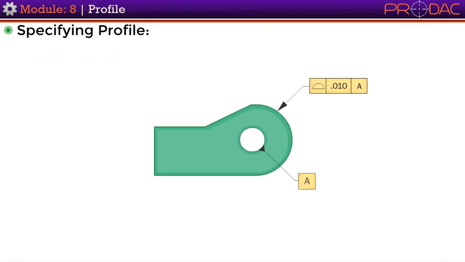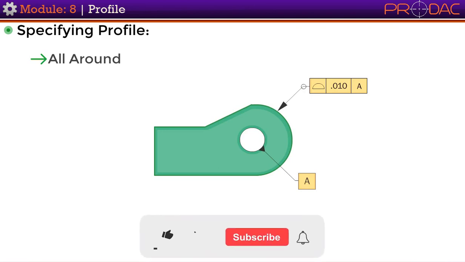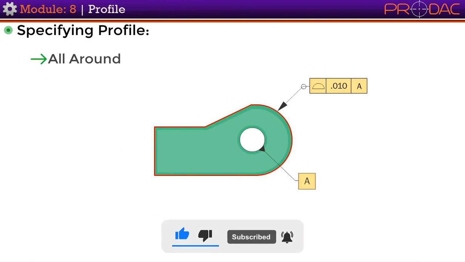First one is called all around. The all around symbol is indicated by a circle around the joint in the leader from the feature control frame to the profile. This symbol indicates that profile control is all around the surface, as shown here by the red line.